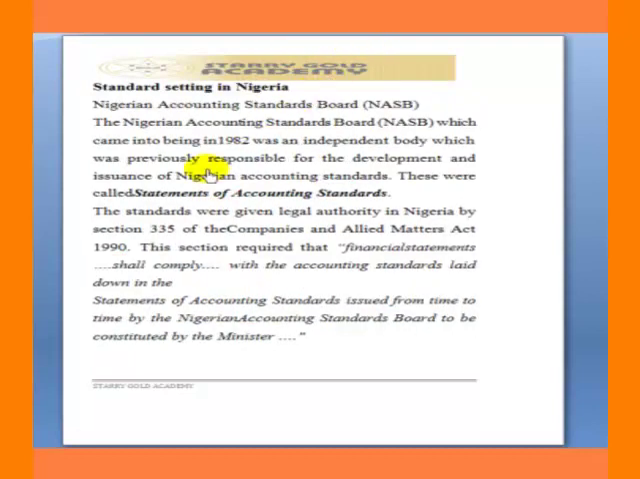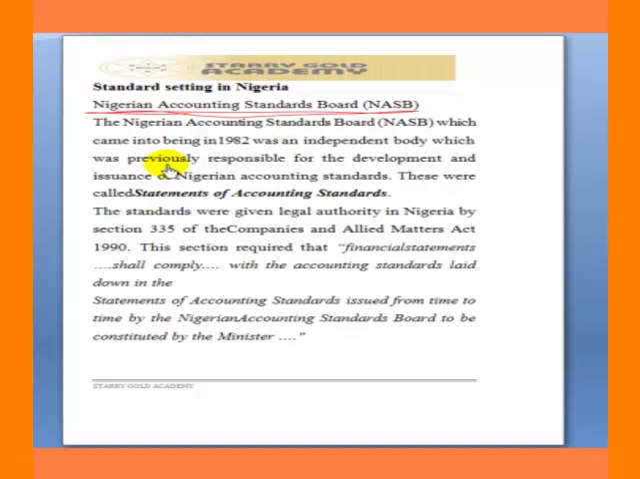Okay, so now the standard setting in Nigeria. Prior to June 2011, all accounting standards in Nigeria were being set by the Nigeria Accounting Standard Board, NASB. They were responsible for setting the standard in Nigeria then. But now that we don't have NASB again, Nigeria no longer sets the accounting standard.